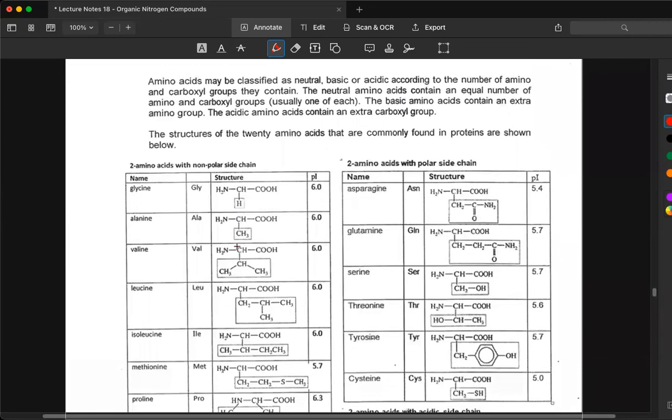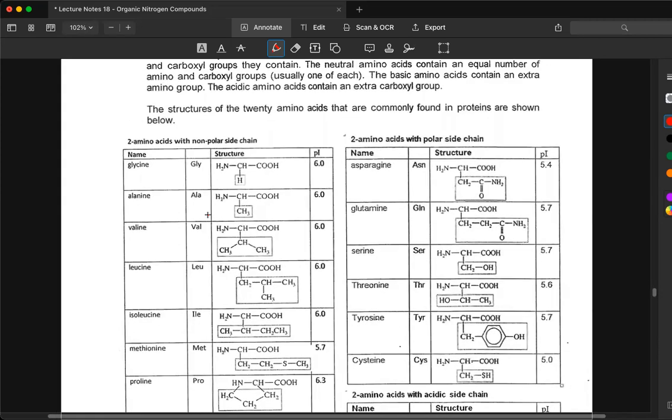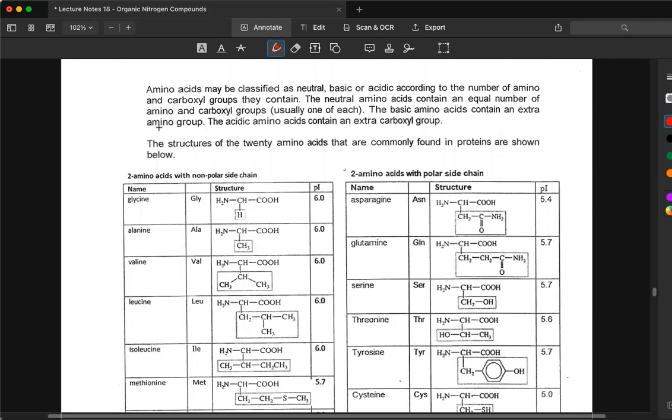They are either neutral, basic, or acidic, depending on the number of amino and carboxyl groups they contain. The neutral amino acid contains an equal number of amino and carboxyl groups, usually one of each. The basic amino acid contains an extra amino group. The acidic amino acid contains an extra carboxyl group. The structures of the 20 amino acids commonly found in protein are shown below. So basic, extra amino; acidic, extra carboxyl. That makes sense, right? Neutral means equal number.